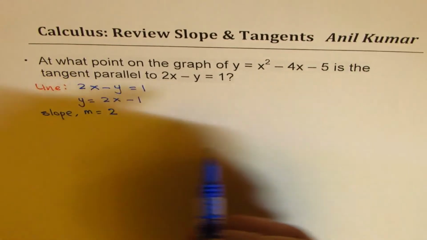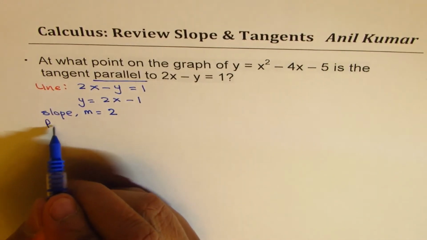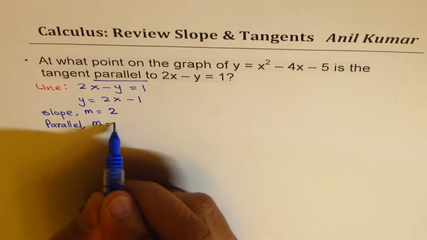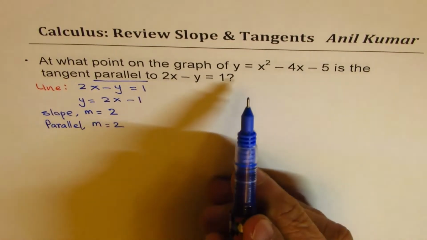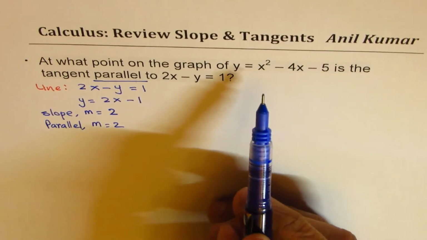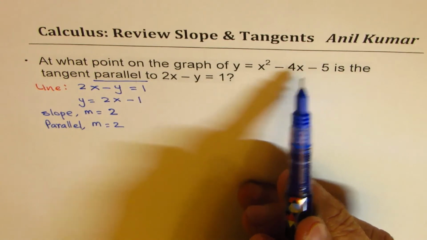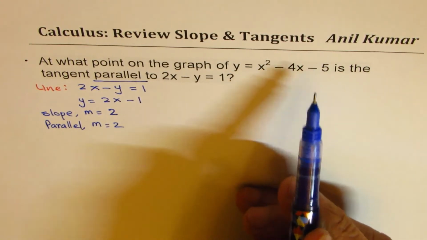Now when we say parallel, that means that the slope of our line should be the same. Perfect. Now let's get back to the question. It says at what point is it parallel? We don't know the point, so let the point be just a general point x, right?